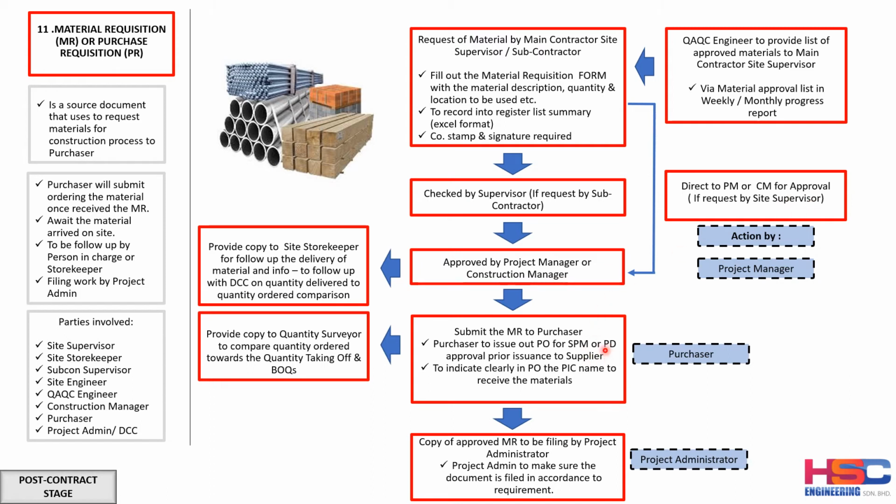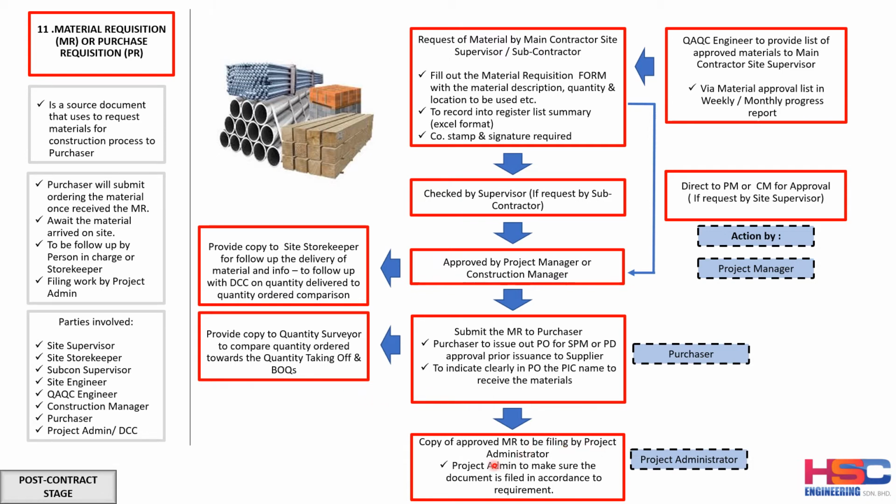Okay? And once the PO has been issued by the purchasing department, a copy of the PO will be passed to the quantity surveyor to compare the quantity ordered against the quantity taken off the BQ. So this is the cumulative quantity of the material. The QS needs to check to make sure that the quantity actually ordered does not exceed the quantity mentioned in the BQ, because the contractor will be paid based on the BQ, so they do not want to order more than the quantity, to control the quantity.